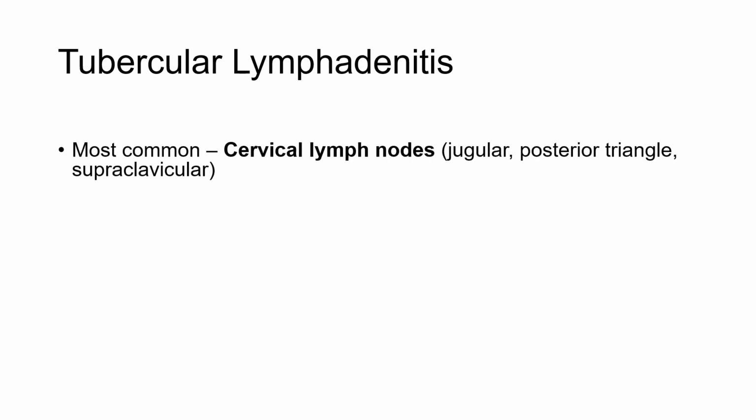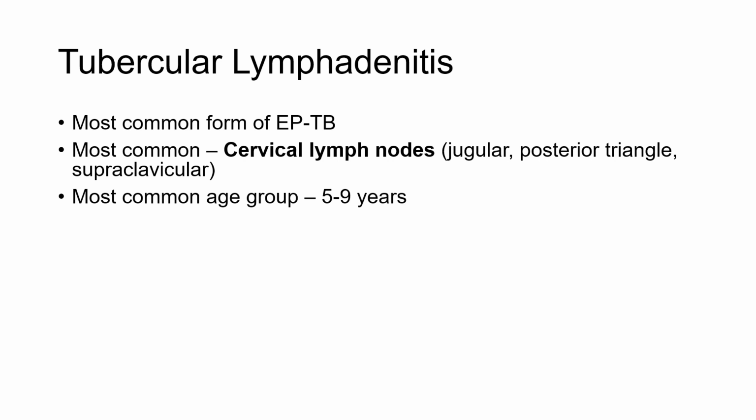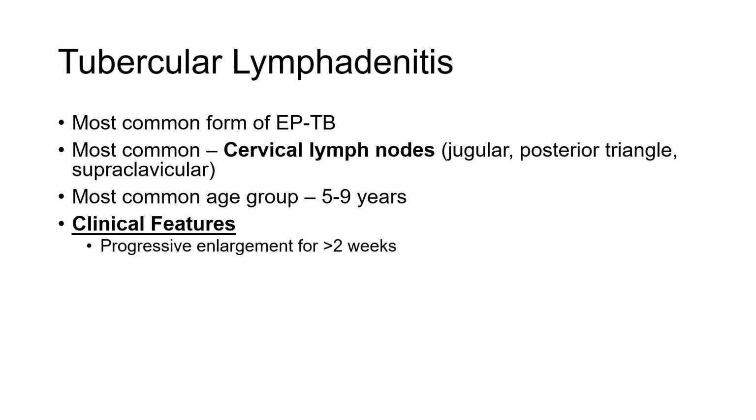Now coming to tubercular lymphadenitis. What is tubercular lymphadenitis? Most commonly involved are cervical lymph nodes, mainly jugular, posterior triangle and supraclavicular. This is the most common form of extrapulmonary tuberculosis. Most common age group that it is seen is 5 to 9 years of age. Clinical features are there is progressive enlargement of a node over 2 weeks. The lymph nodes are usually firm, minimally tender or non-tender usually, and there may or may not be any fluctuation.